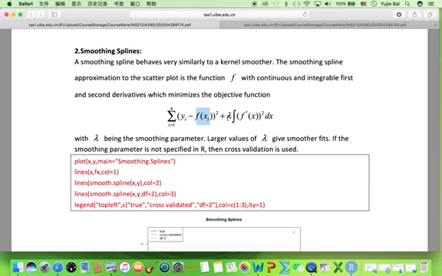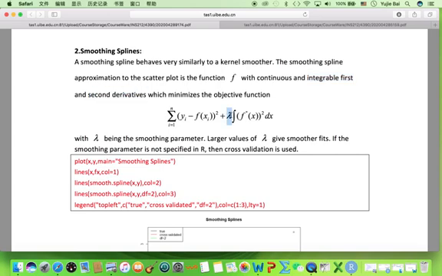smooth curve. We call it the penalty term. This penalty term considers the second derivatives of the smooth curve. In other words, the smoothness of the smooth curve is imposed by considering its second derivatives. So this penalty term requires that the function f has continuous and integrable first and second derivatives.